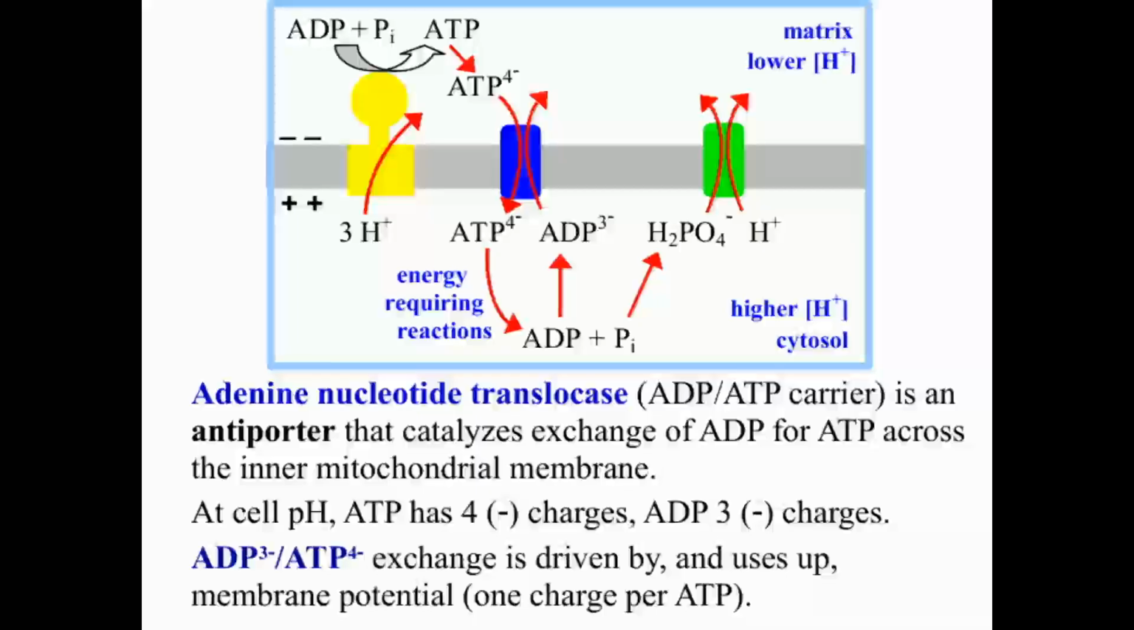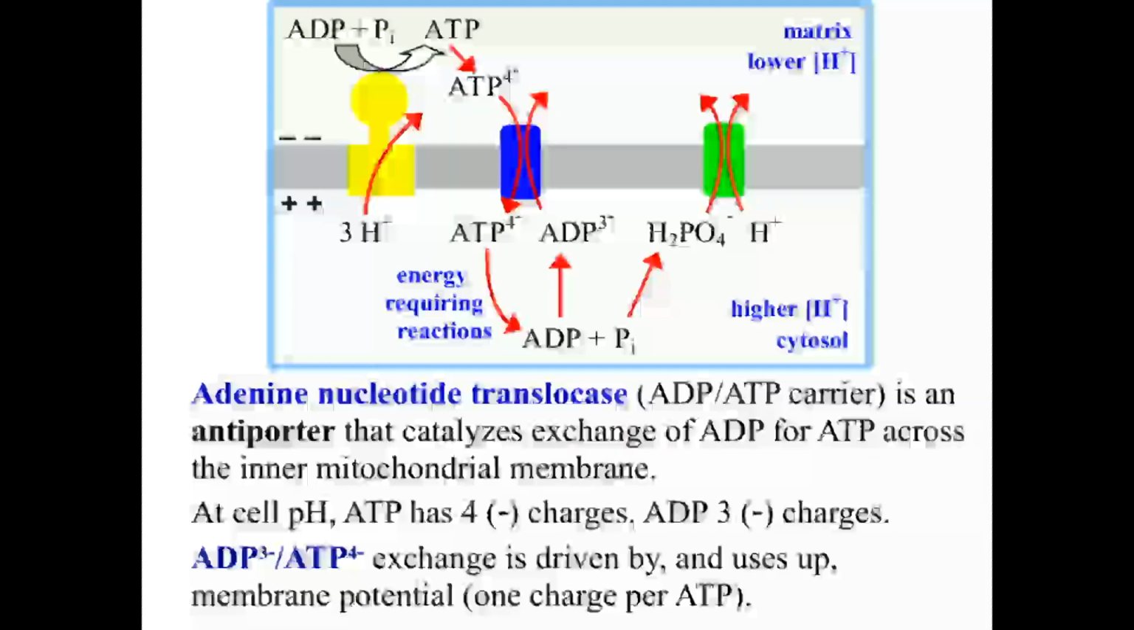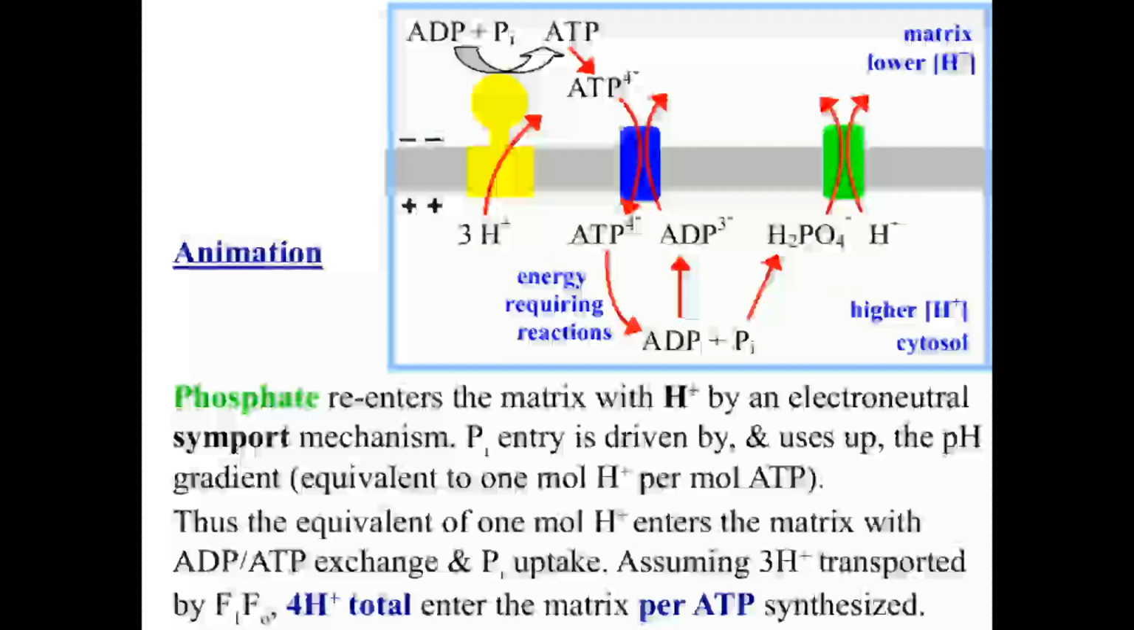This mechanism is essential for cellular energy distribution, connecting tightly to how mitochondria generate and export ATP to meet the cell's energy demands. Now let's talk about how phosphate re-enters the mitochondrial matrix. It does so through an electroneutral symport mechanism, which means phosphate, or Pi, moves into the matrix along with a proton, H+. Importantly, this process doesn't create a charge imbalance, it's electroneutral.